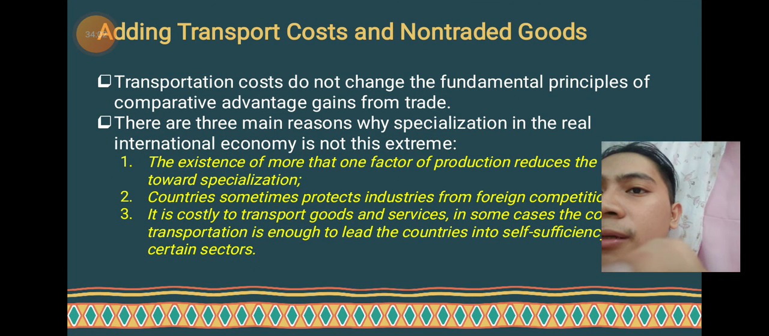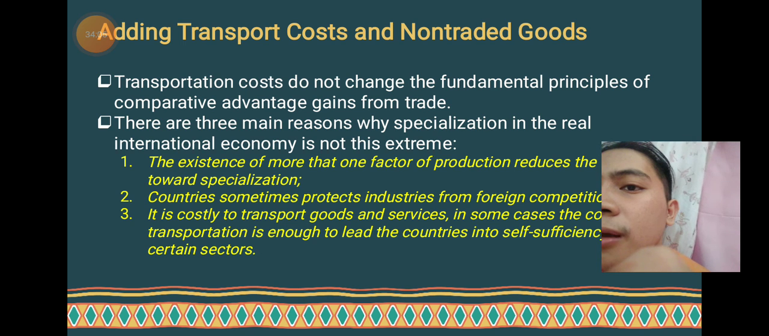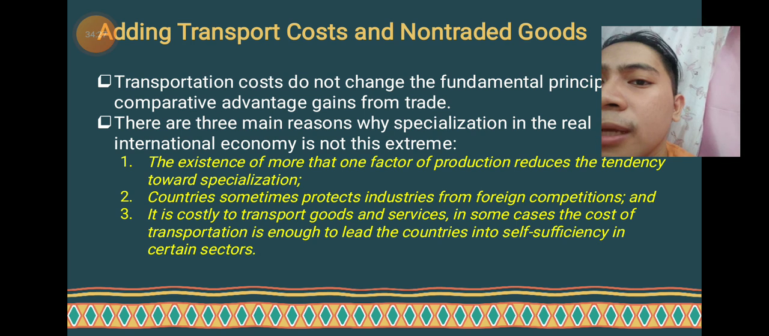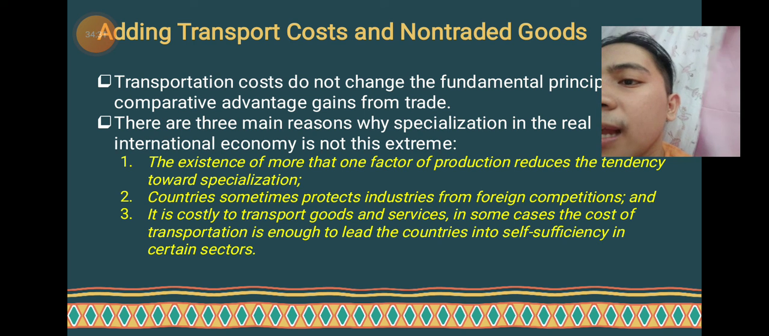Adding transport costs and non-traded goods. Transportation costs do not change the fundamental principles of comparative advantage and gains from trade. Second, there are three main reasons why specialization in the real international economy is not this extreme. One, the existence of more than one factor of production reduces the tendency toward specialization. Two, countries sometimes protect industries from foreign competition. And three, it is costly to transport goods and services. In some cases, the cost of transportation is enough to lead countries into self-sufficiency in certain sectors.